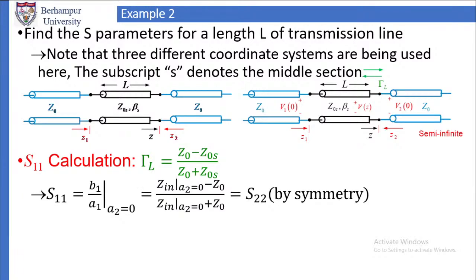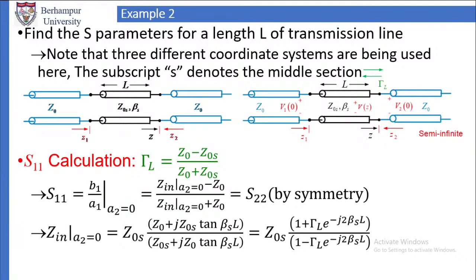Now S11 is equal to B1 by A1 at A2 equal to 0. When A2 is equal to 0, S11 is equal to B1 by A1, which you can write as (Zin minus Z0) by (Zin plus Z0). Zin is found at A2 equal to 0 because we are finding S11, and S11 is defined under the condition A2 equal to 0. That is equal to S22, by symmetry. S11 is equal to S22 by symmetry. Now let us find out what Zin is, at A2 equal to 0.